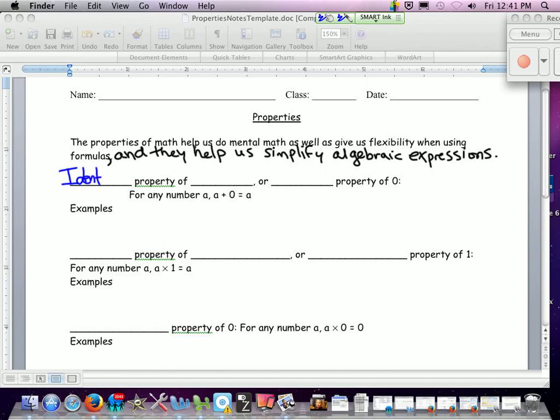The identity property of addition, or the addition property of 0, essentially says if I add 0 to something, it doesn't change the value. So with numerical expressions, it could help us because even if we're dealt with something that looks initially complicated, -6 plus 0, I don't need to deal with my negative positive rules because plus 0 means it's just going to stay -6.